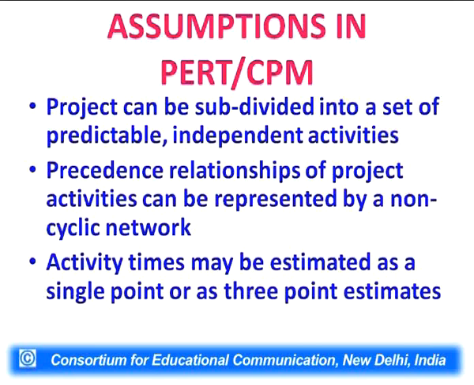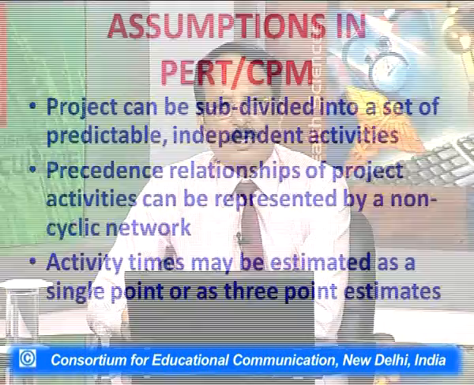Sometimes it becomes difficult because in an R&D project, when we are not able to succeed, we have to come back to our original position. This makes the network cyclic in nature. So we have to take certain corrections during that time. Activity timings may be estimated as a single point or as 3-point estimates. These are our assumptions. Whatever estimates we make may not be correct. So this is again an assumption. On these assumptions, the other things are now moving.